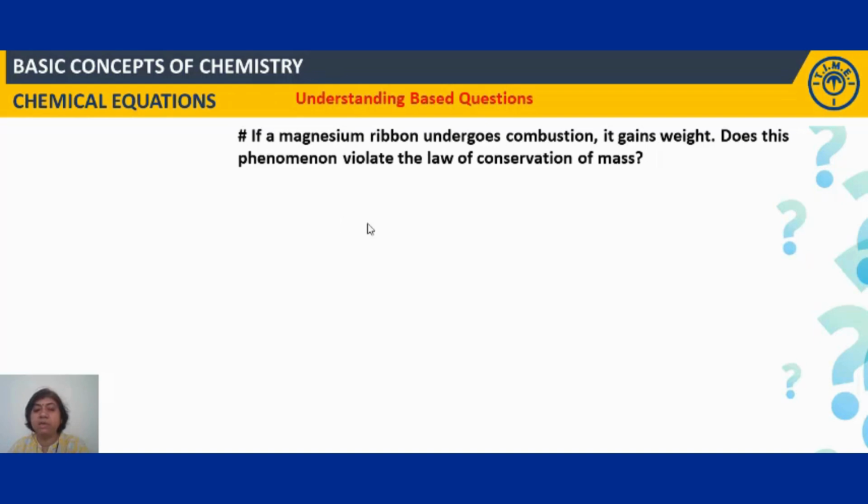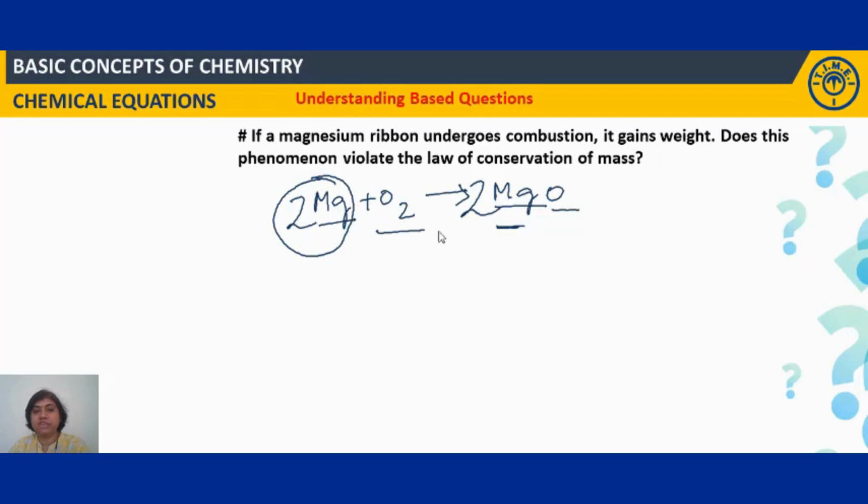In this case, during the burning of magnesium ribbon, what is happening? Magnesium is reacting with oxygen to form magnesium oxide. So first we will balance the reaction. Here you can see one magnesium, here also one magnesium atom, but oxygen is 2 here, oxygen is 1 here, so I have to place a 2 here. Now magnesium is also disturbed. Here magnesium 2 atoms are there, so here we have to put 2, right? So first you had only magnesium ribbon. Now it is reacting with atmospheric oxygen to form magnesium oxide, right?